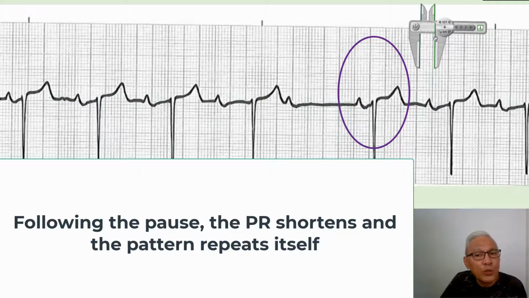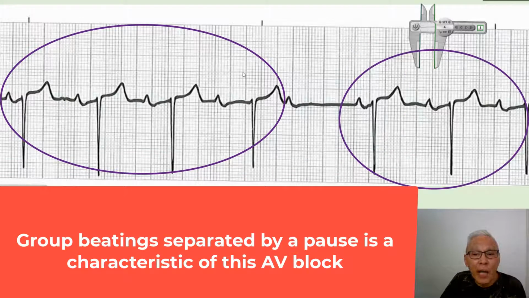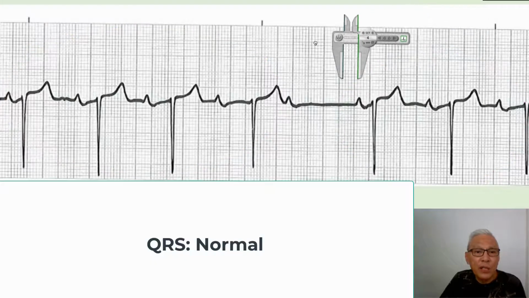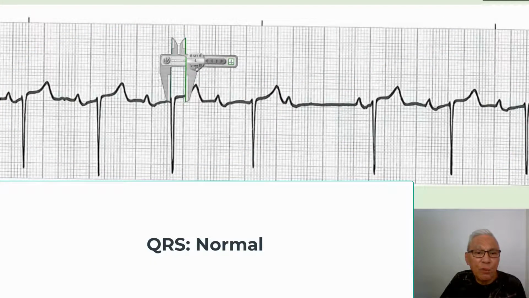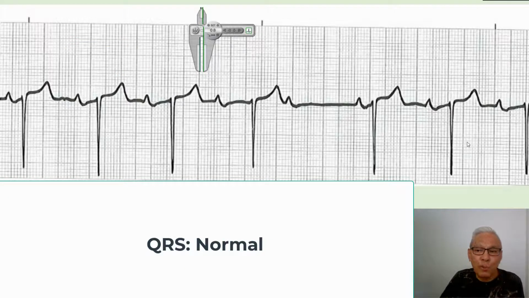As you could see, there is a grouping of beats. Whenever you see a grouping of beats separated by a pause or a P wave without a QRS complex, be very suspicious that this is a second degree AV block type 1 or Mobitz 1. Alright, so let's measure the QRS complex. The QRS complex is normal, looks like it's narrow, and let's see, it's around 1 box, 0.04 seconds, and they're all the same. So the QRS is normal.